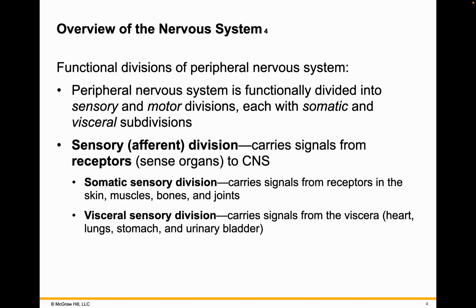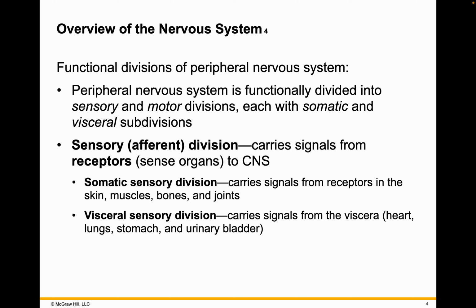Functionally, there are also divisions of the peripheral nervous system. It's functionally divided into a sensory and motor division, and each of those has a somatic and visceral subdivision. The sensory division is going to carry signals to the central nervous system from the sense organs. This is the afferent division. And if those signals come from receptors in the skin, muscle, bones, and joints, they are giving us somatic sensory information. So that's the somatic sensory division.